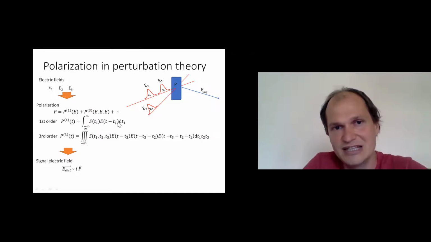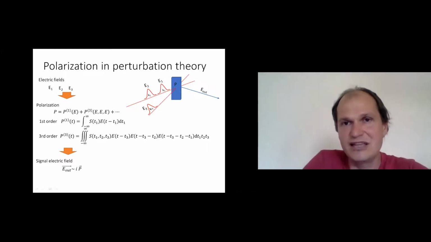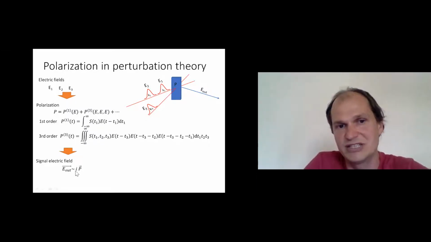From response theory, the first-order polarization can be calculated like this. This S is the linear response function that comes from the system. It is given by the quantum mechanics of the studied system. This is the electric field. The third order, which can result in 2D or pump-probe, is this relation. So there are three electric fields and the third-order response of the sample. Once the polarization is calculated, which is the main goal, you can get the electric field that is emitted from the sample, which is just proportional to the polarization and shifted by 90 degrees. So the main goal is to calculate the polarization, and then you can get the electric field and your signal.